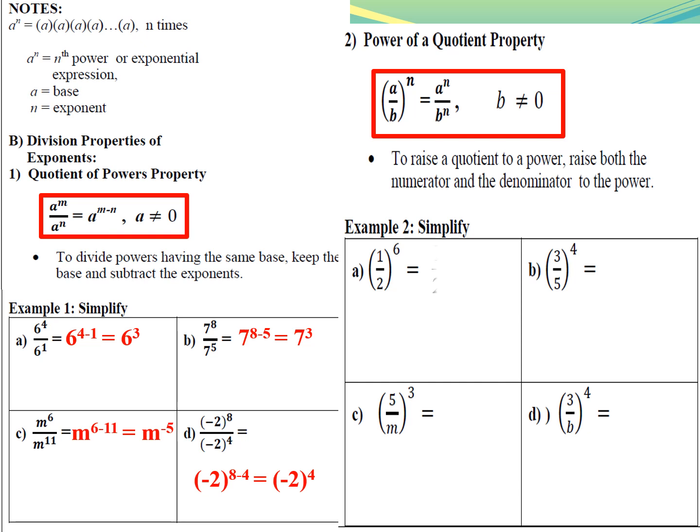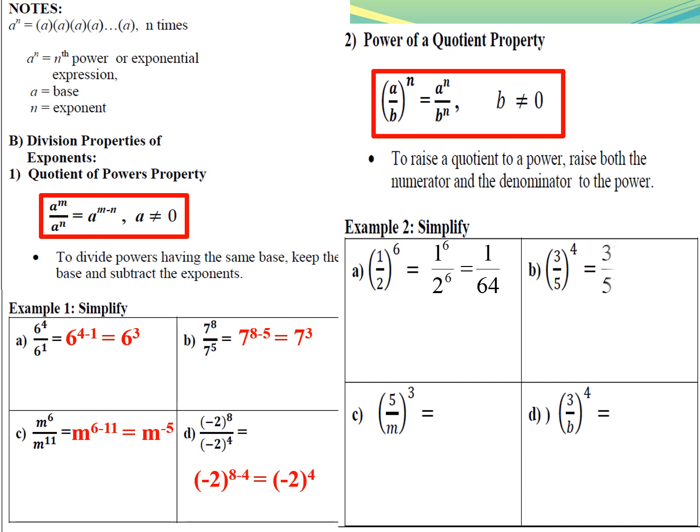Example number 2. Simplify. Letter A, 1/2 raised to 6. This is equal to 1 to the 6 divided by 2 to the 6, which is equal to 1 over 64, because 1 times 1 six times is just equal to 1, and 2 to the 6 means 2 times 2, 6 times, which is 64.